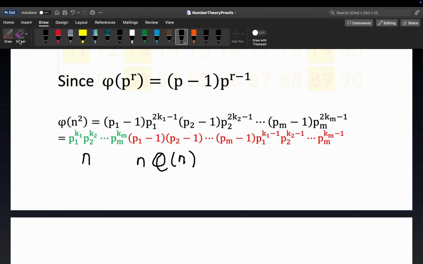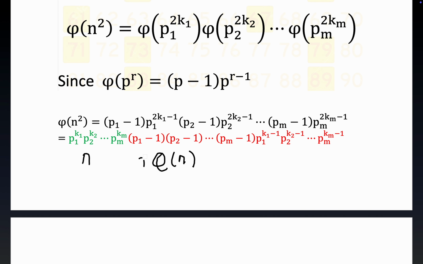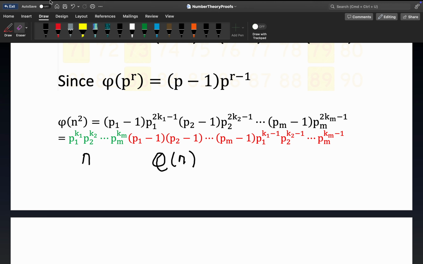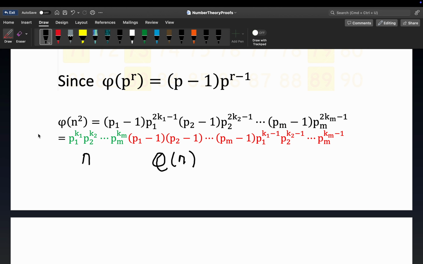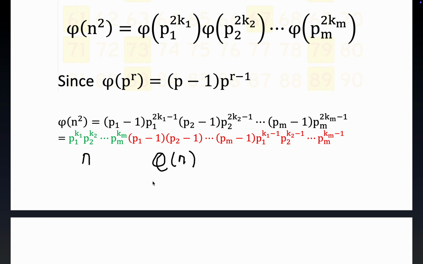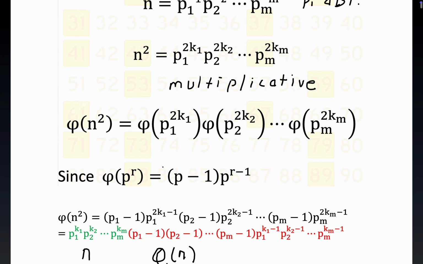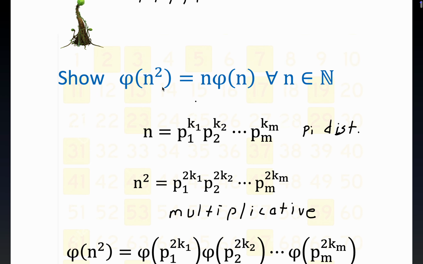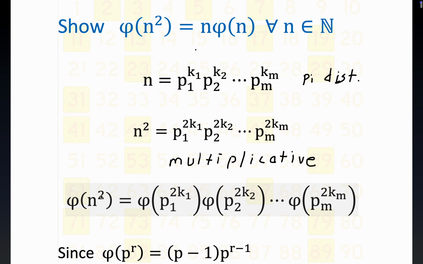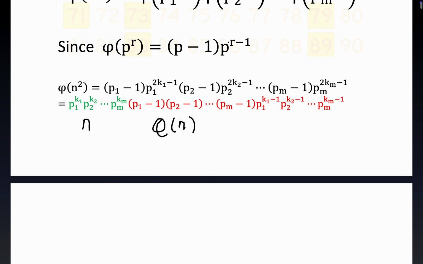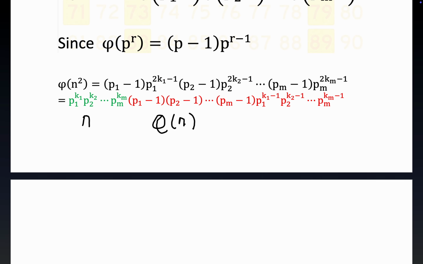Let me erase that. And let me get the marker working again. And this part right here is phi of n, which is what we were trying to prove. We were trying to show that phi of n squared, which is what we started with right here, is equal to n times phi of n. And we did that. So we can write QED here.